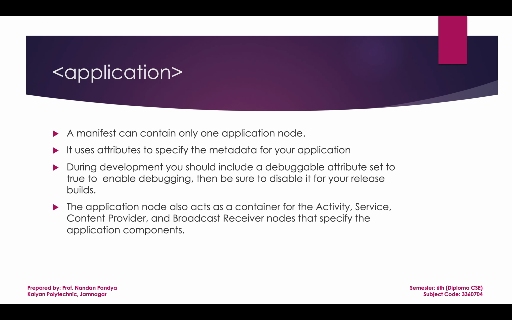Next important tag is application. A manifest can only contain one application node. It uses attributes to specify the metadata for your application, such as title, icon, theme, etc. The application node also acts as a container for the activity, service, content provider, broadcast receivers, etc. that specify the application components.